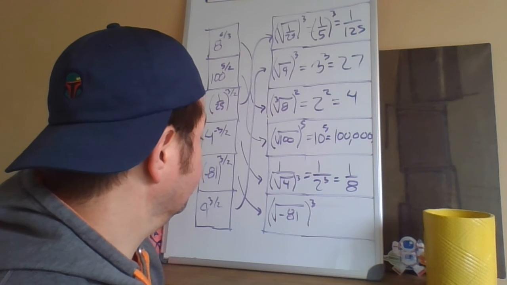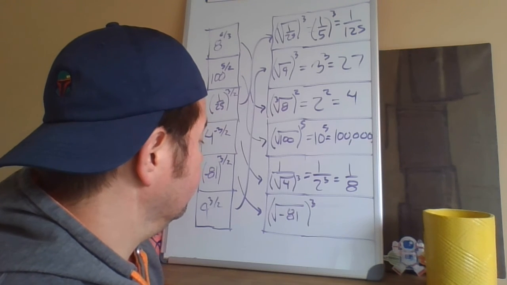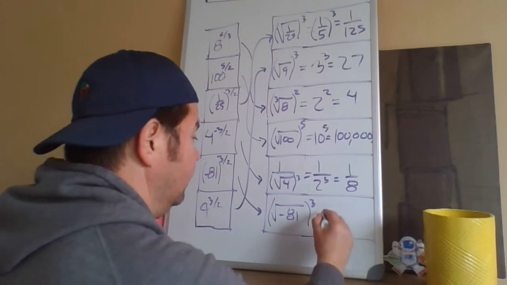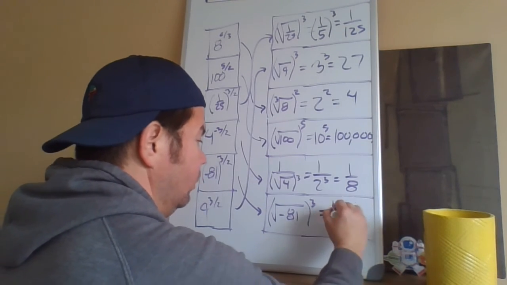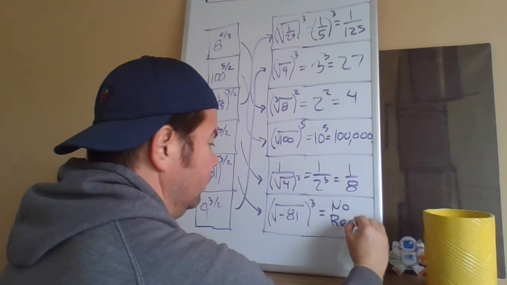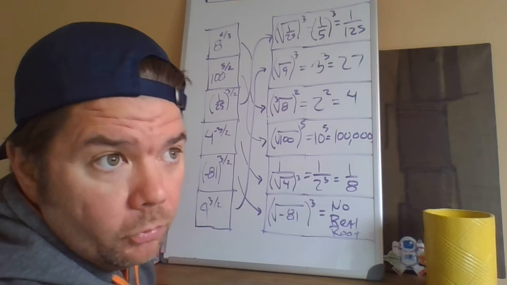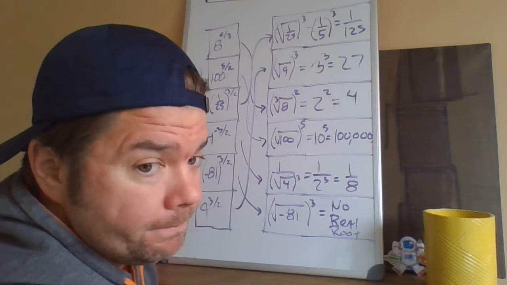And then finally, the square root of negative 81 to the third power. No real roots, because there is no real square root of negative 81.